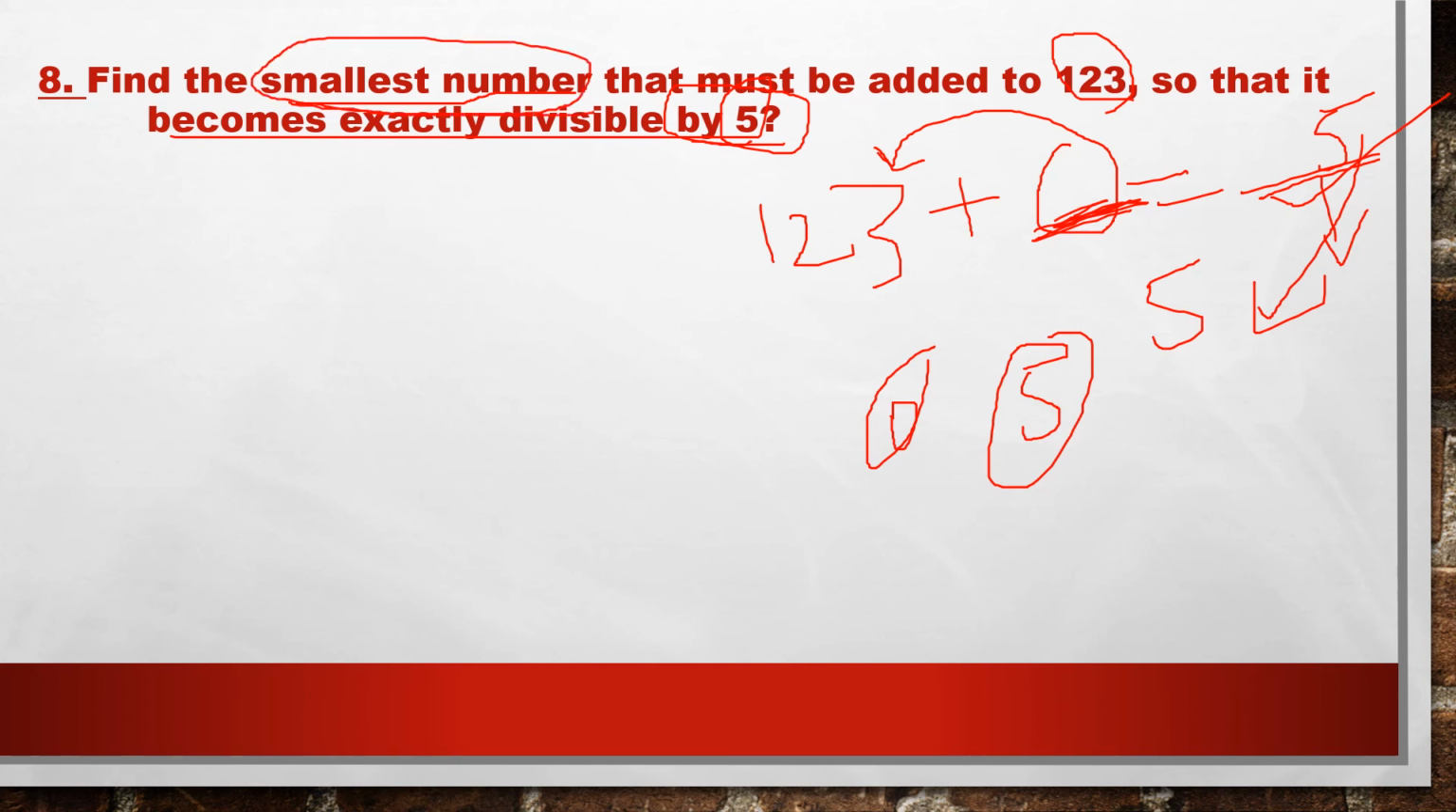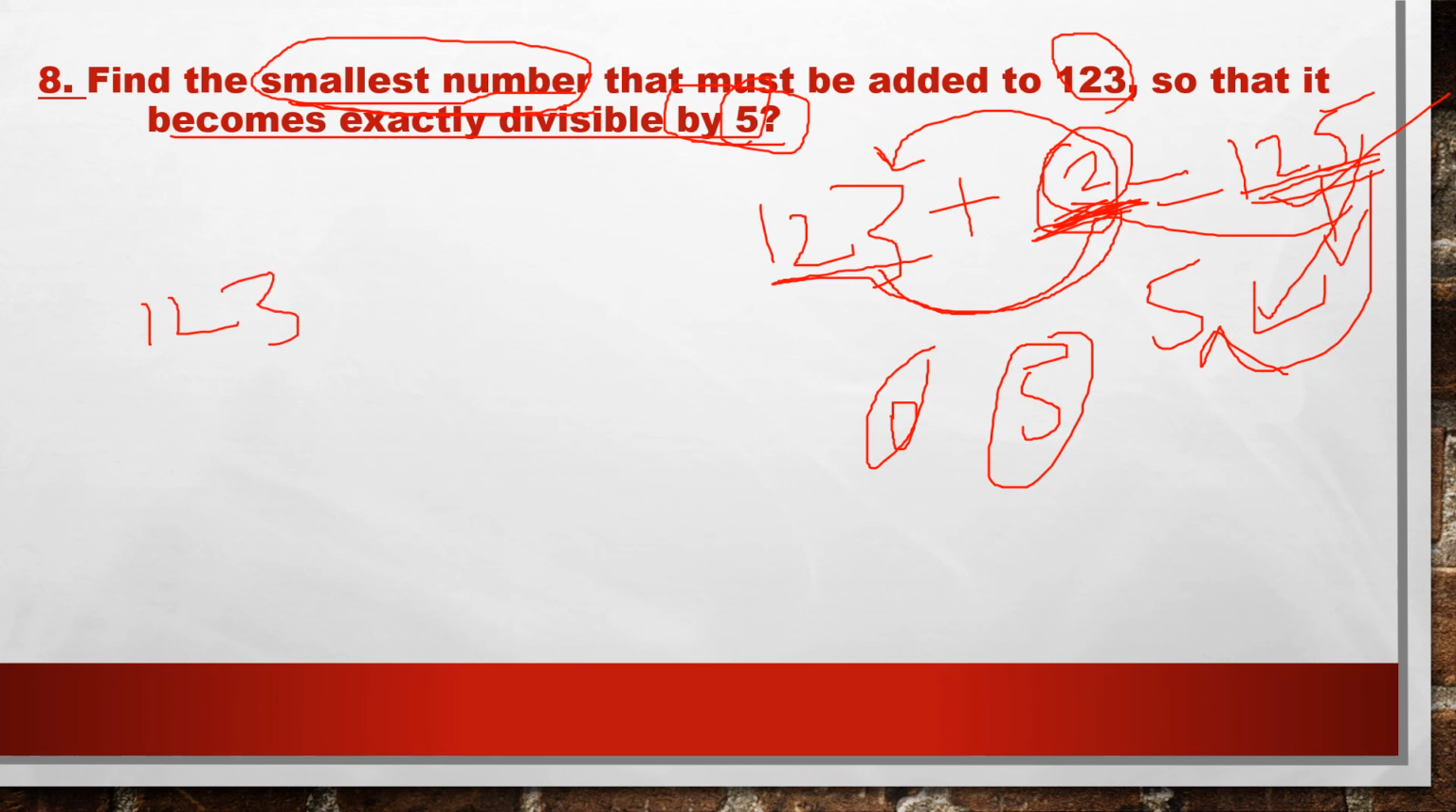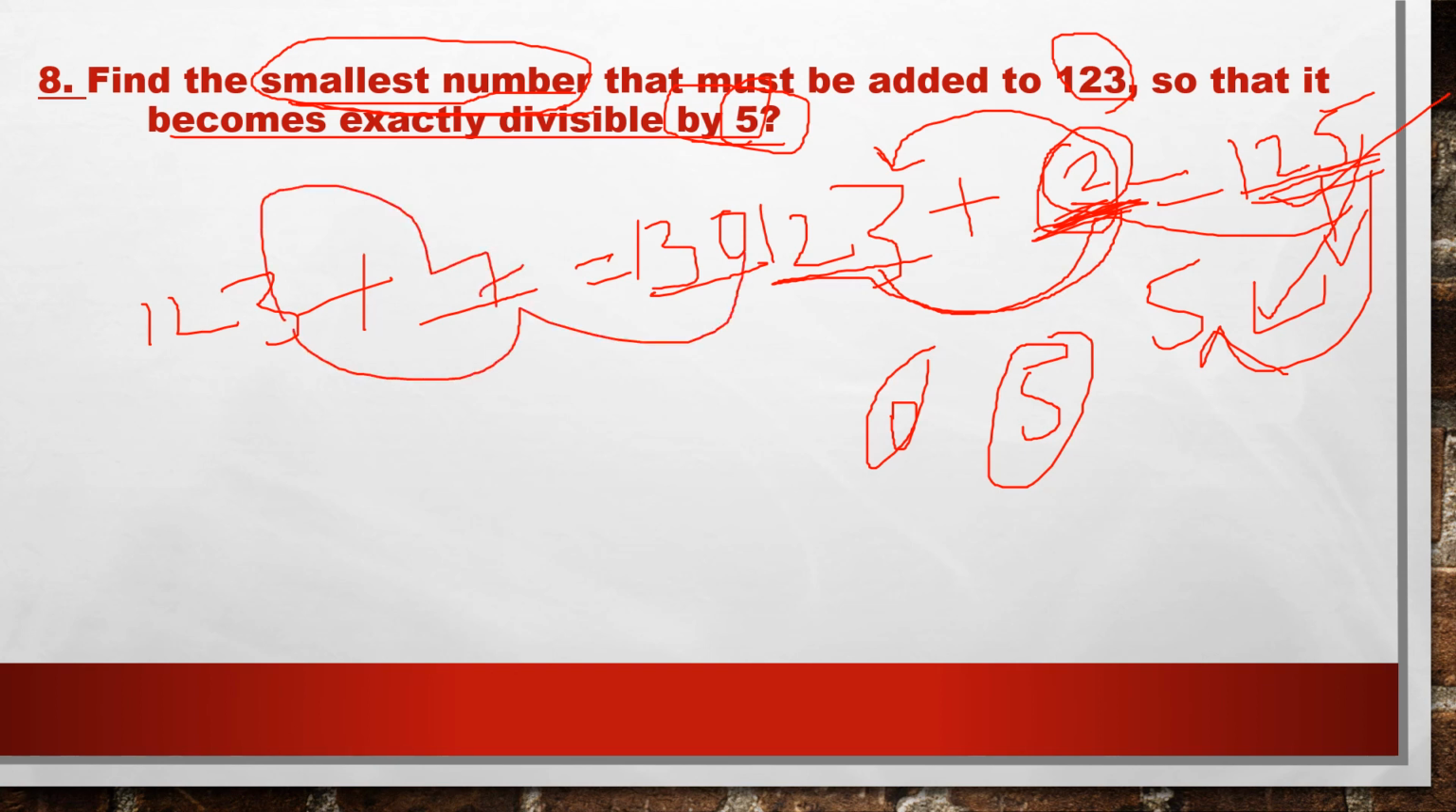I'll put 5 directly because here he asked for the smallest number. Smallest number means the nearest number to get 5, which is 2. 3 plus 2 is 5. So 123 plus 2 is 125. Then 2 is the smallest number, right? So I added the smallest number to this 123 and got 125, so it is divisible by 5. Suppose he asked for the greatest number. Then 123 plus the greatest number should give last digit 0. 3 plus 7 is 10, so you will get 130.